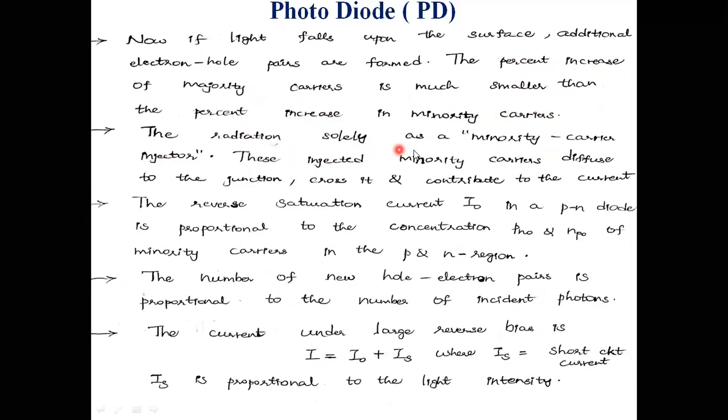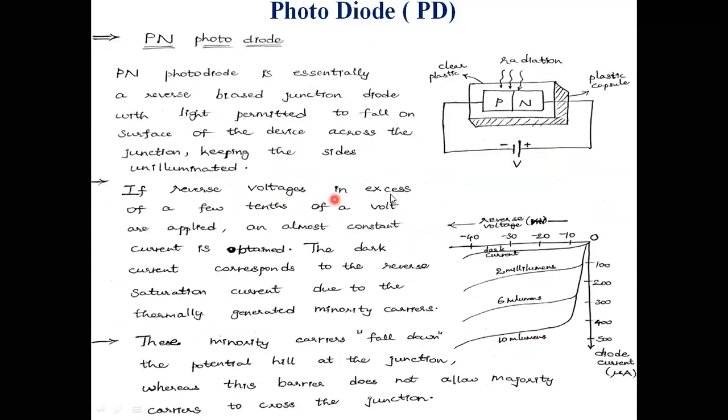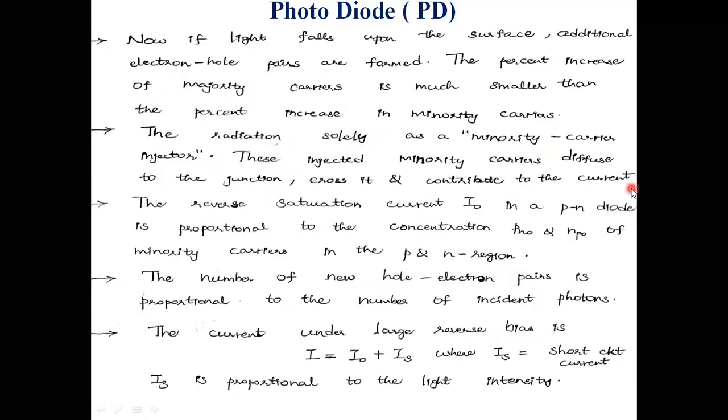The radiation acts solely as a minority carrier injector. This radiation is mainly for injecting minority carriers. These injected minority carriers diffuse to the junction, across it, and contribute to the current, and it will contribute some flow of current here.